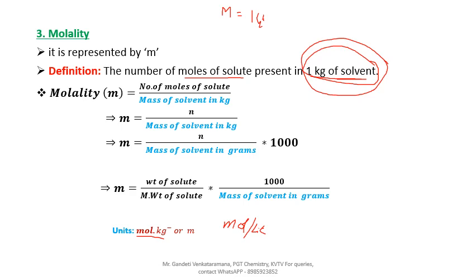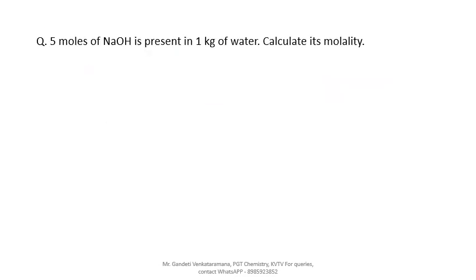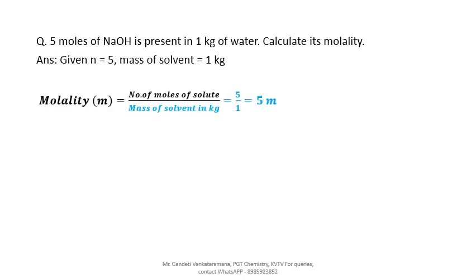Next, here is a numerical. 5 moles of NaOH is present in 1 kg of water. Calculate its molality. Moles is given, n equals 5. The mass of the solvent is 1 kg. No doubt at all, directly take the molality formula and substitute the given values. You will directly get 5 as the molality value, small m.